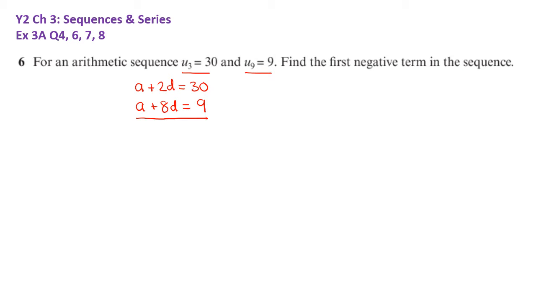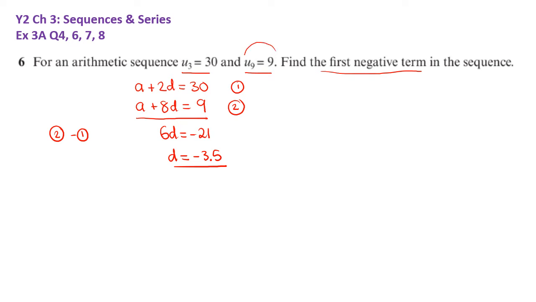We're going to subtract one from the other. So here I'm going to do equation 2, take away equation 1 to leave me with 6d is minus 21, and therefore d is minus 3.5. Now here we're asked for the first negative term in the sequence. At the moment we're up to U9 is 9, and we're subtracting 3.5 each time. It's not going to take us long to get to a negative term.